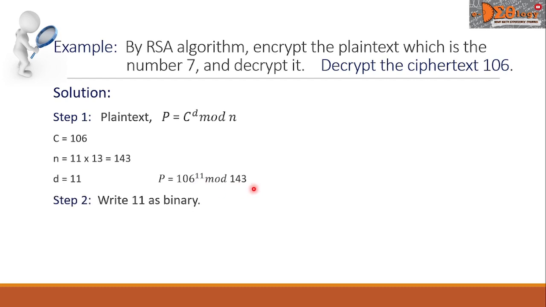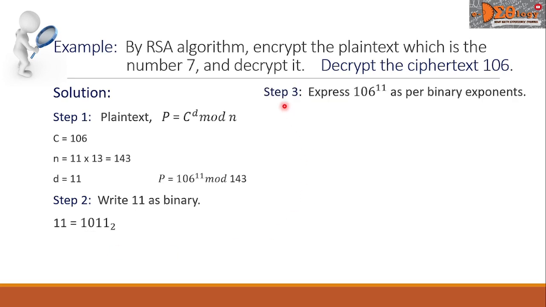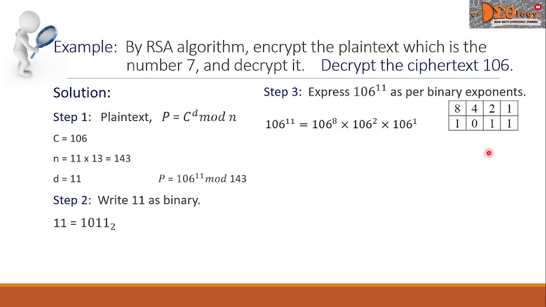Then step 2. We write 11 as binary. We know that this value is 11 equals 1011 base 2. Then step 3, express 106 raised to 11 as per binary exponents. Remember that we have this table, and this 106 raised to 11 is equal to 106 raised to 8 times 106 squared times 106 raised to 1.